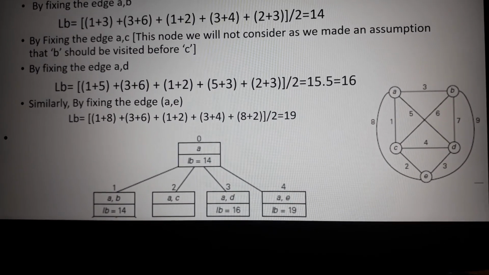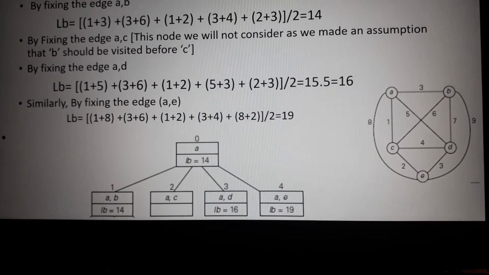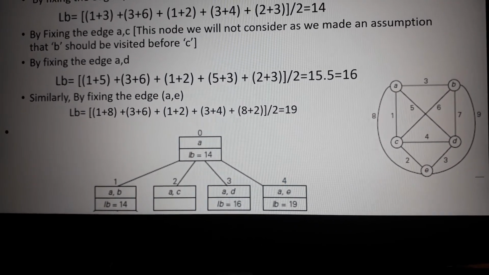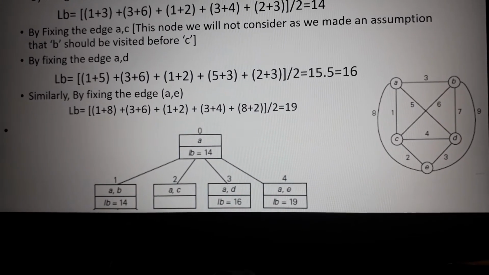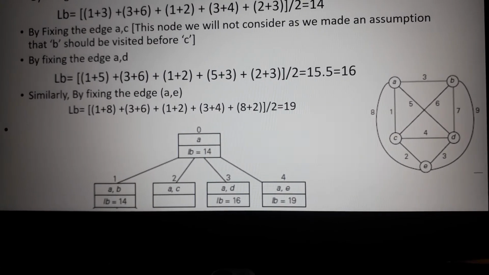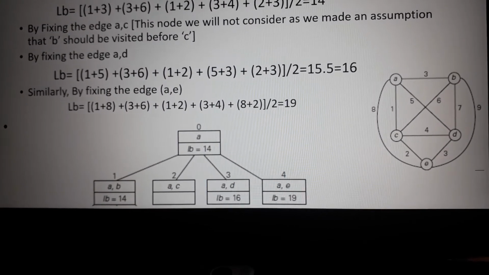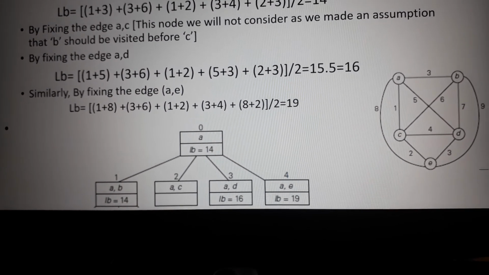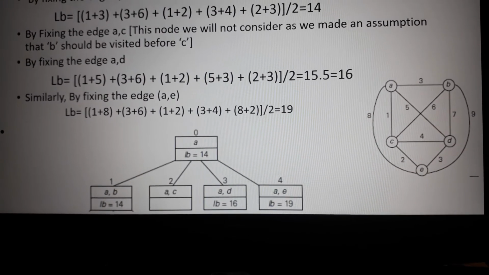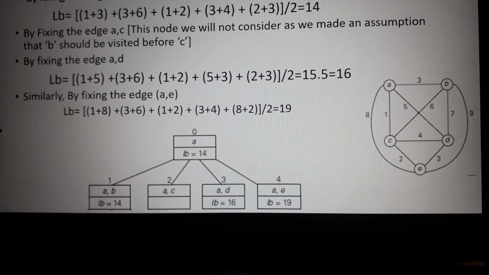Next, we will calculate the lower bound by fixing the edge AC. But this node we will not consider, as we made an assumption that B should be visited before C. So, we will end this node. Next, we will move to the edge AD. By fixing the edge AD, we will calculate the lower bound as follows.